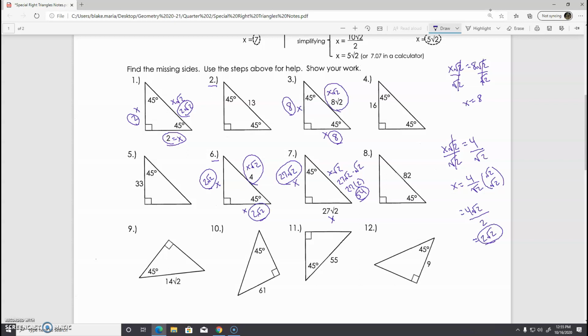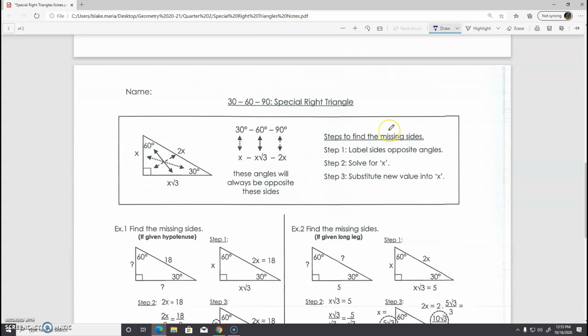I feel like that should be good on examples for 45-45-90s. That's pretty much all the cases you can really run into. They either give you a leg or they give you the hypotenuse, and those are the two routes you take. So moving on, we're going to move to 30-60-90s.